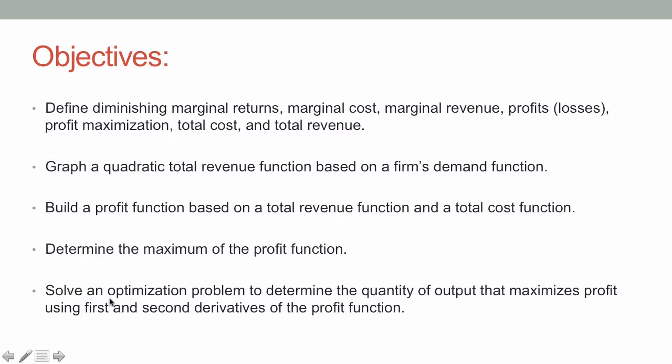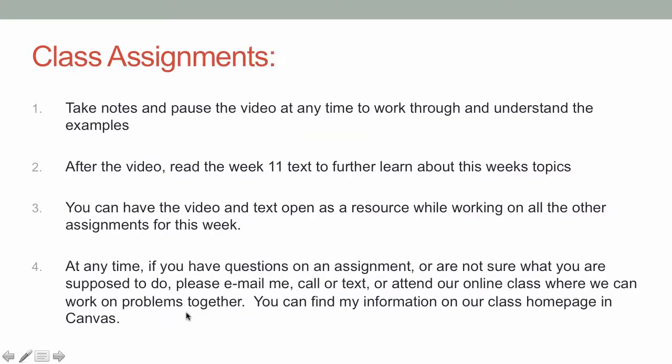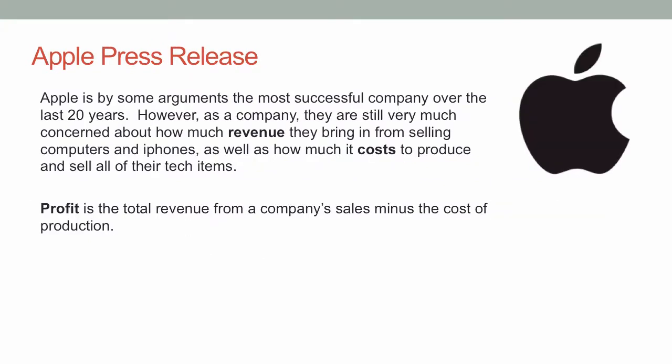So this is essentially an optimization problem to determine what quantity of output maximizes the profits. We're going to use some calculus to help us get there. Take notes, pause this video at any time. Again, there's some good examples that I'll be using, and you're pretty much going to see questions based off the examples in the lesson quiz. So use this video, use the week 11 text as a resource while you're working on all the other assignments this week.